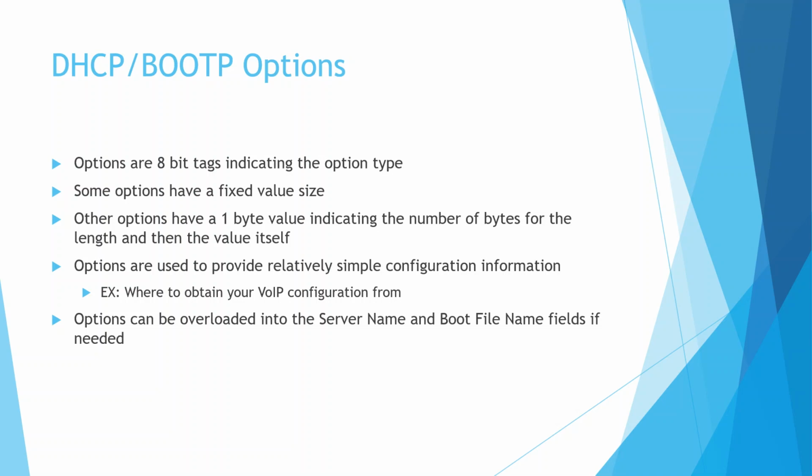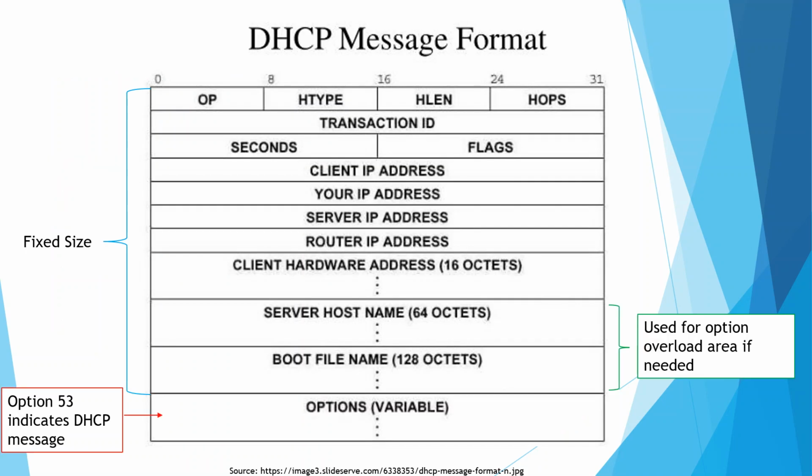So again, this provides a little bit more scalability and a little bit more efficiency for us. And again, as I said before, the options can be overloaded into the server name and boot file name fields if we need to. And those are going to be those last 2 fields there that are outlined with the bracket in green.